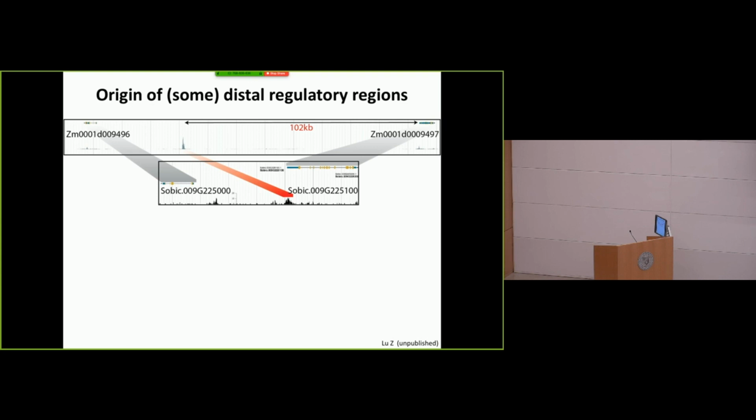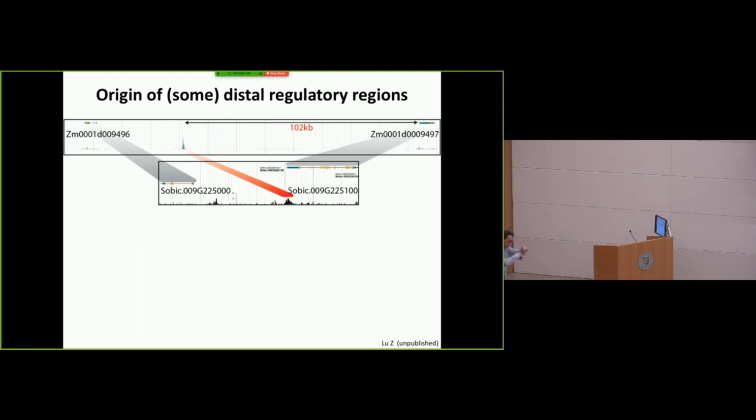Here's an example I like to show because I think it helps you think about how the landscape of chromatin accessibility can form in these species. So again, this is a region of synteny between maize and sorghum. And what you can see here is there's a region of accessibility right at the transcriptional start site for the sorghum locus. If you take the sequence underneath this and blast it to the maize genome, you get one hit, and it maps perfectly to this accessible chromatin region that's now 100 kb away from its likely target gene, right?